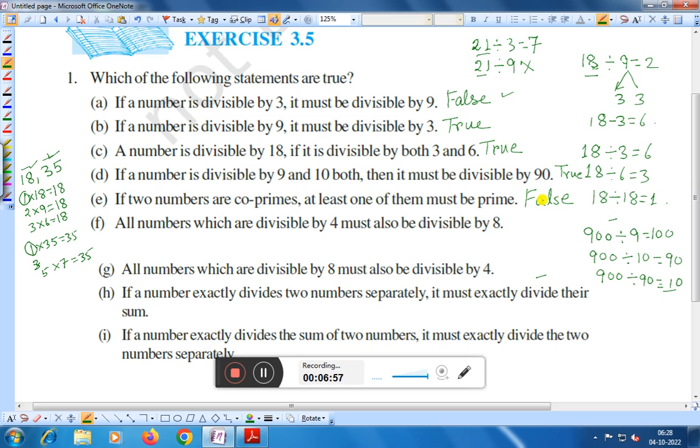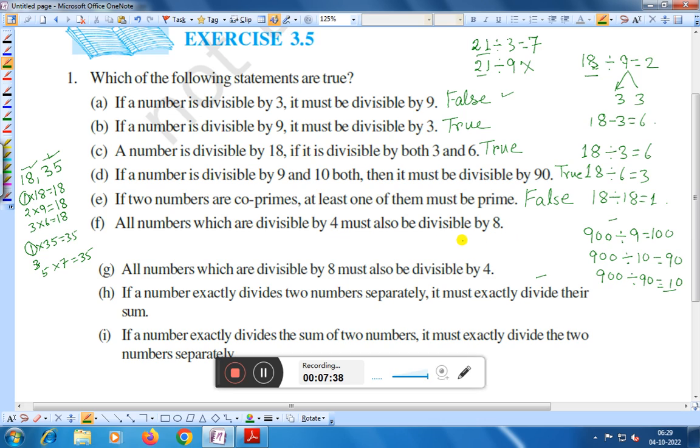Right? Now question number F. All numbers which are divisible by 4 must also be divisible by 8. Let us take one example, that is 4.